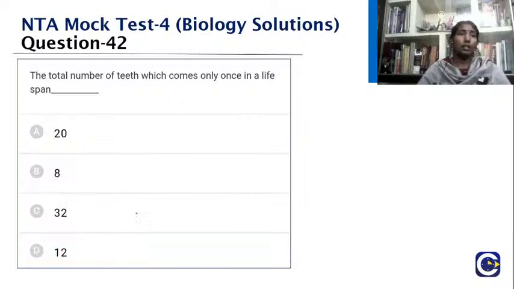The total number of teeth which comes only once in a lifespan: 28, 32 or 12? We know the milk teeth are 20 and the permanent teeth are 32.